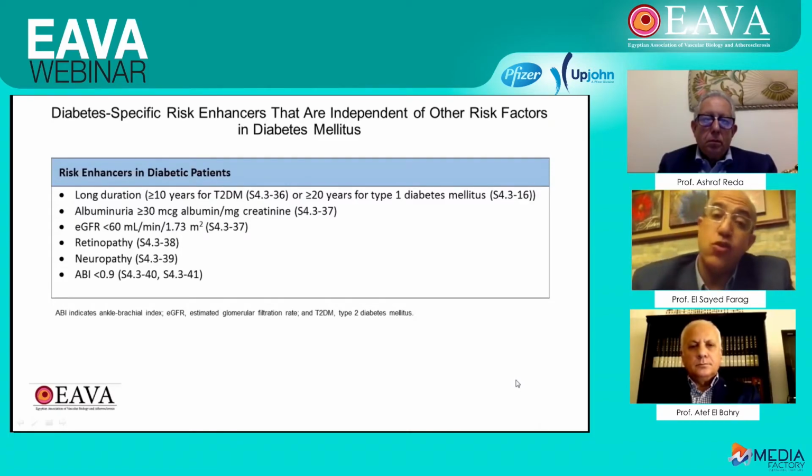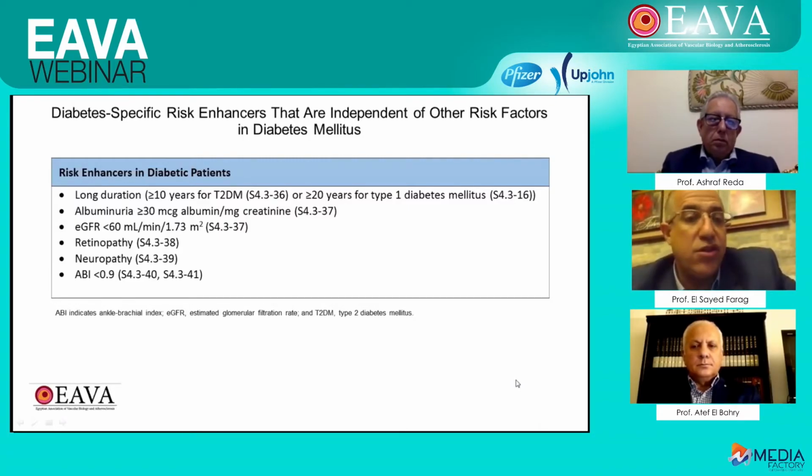Retinopathy in diabetics is also one of the risk enhancers. Neuropathy is also one of the risk enhancers, and we have a lot of patients who are suffering from neuropathy. We can consider it as one of the risk enhancers in diabetics. ABI, ankle brachial index less than 0.9.